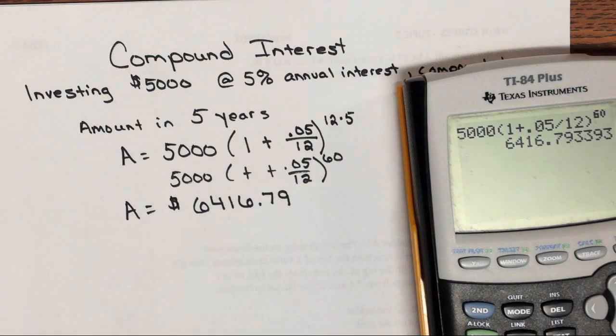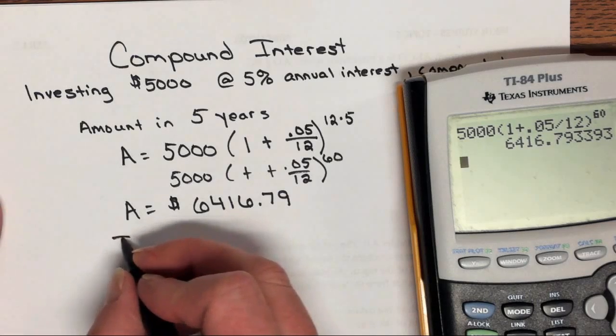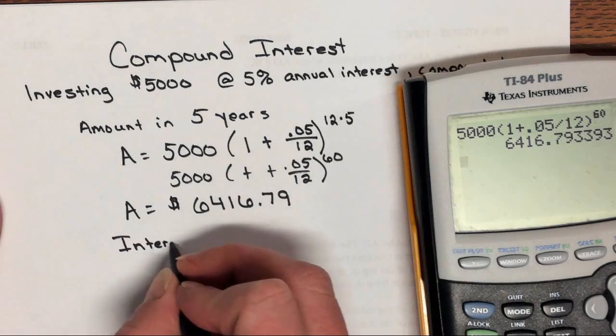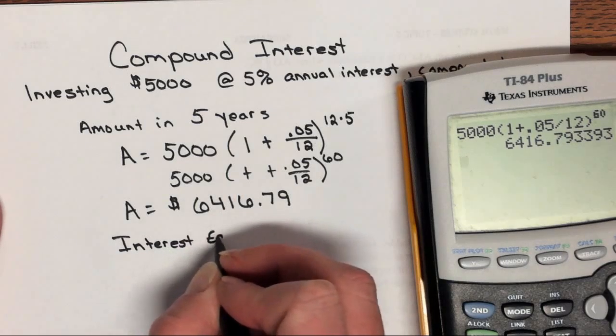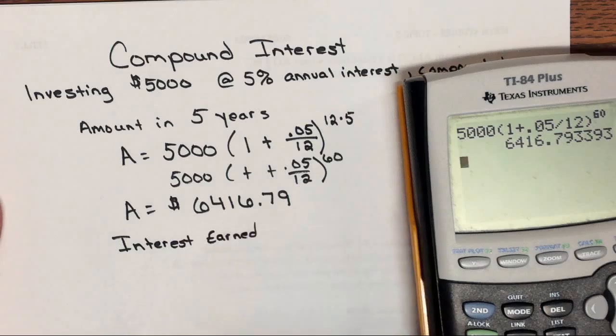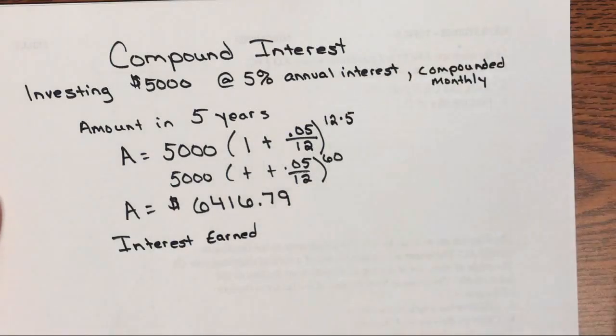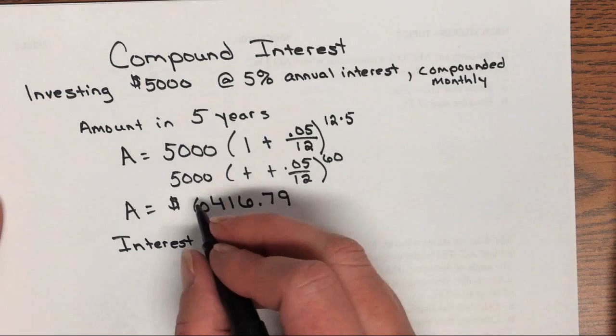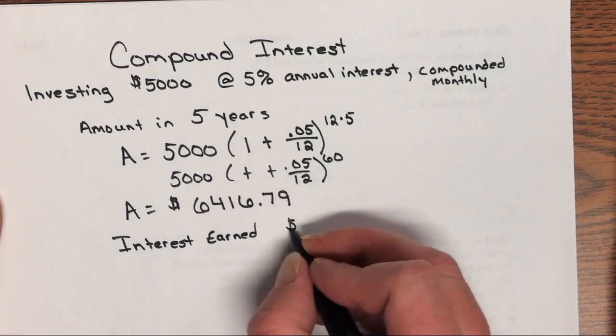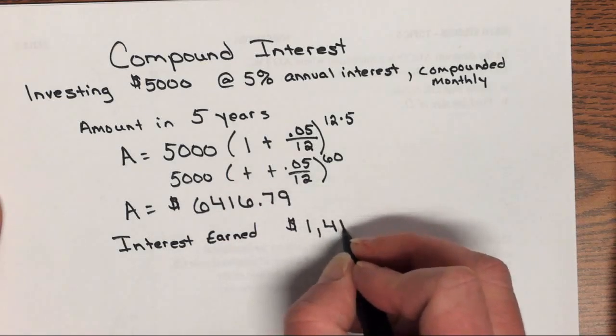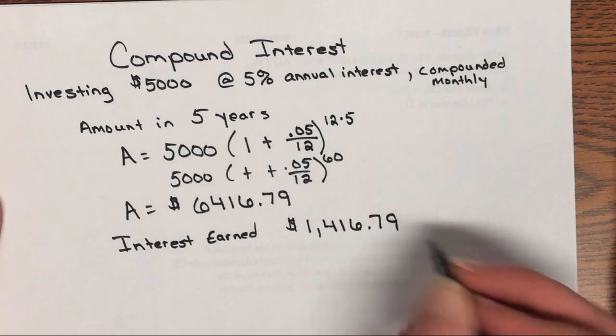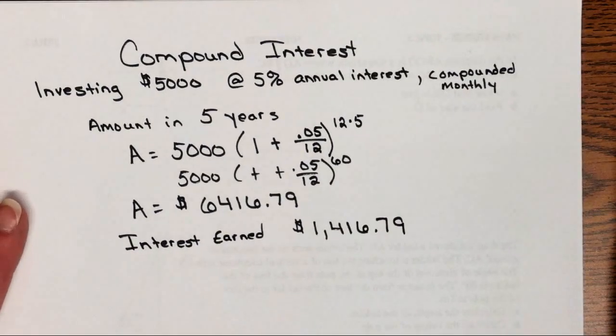Now that's the balance in the account. How much interest has been earned? Ooh, interest earned. That's my total account balance, and I started with $5,000. What have I earned? Well, that would be $1,416.79. Just wanted to tack that on there.